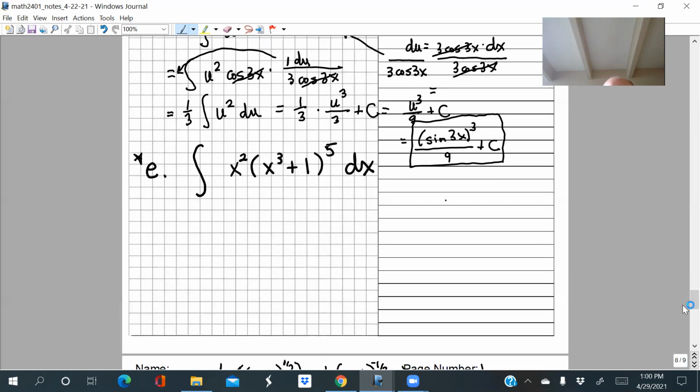This one's terrible. You have x cubed plus 1 to the 5th power, just a nasty expression, and then even worse, in front here you have x squared. What are we going to do with that? That's not one that's just going to be a simple application of the anti-power rule, right?